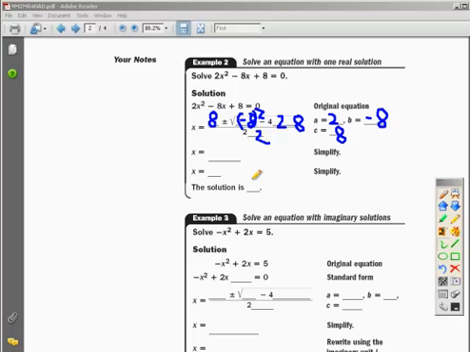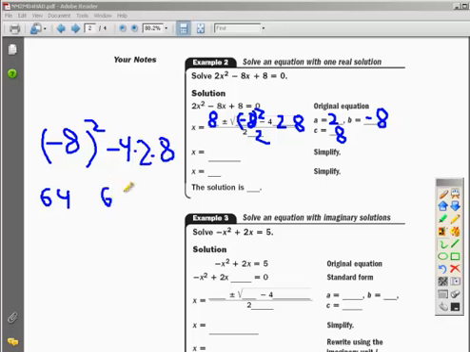All right. So I have negative 8 squared is 64. I'm going to always start inside here, the discriminant. I always do that first. And so when I have negative 8 quantity squared, that's 64. And then I have minus 4 times 2 times 8. Well, 4 times 2 is 8. 8 times 8 is 64. I have 64 minus 64. My discriminant is 0.